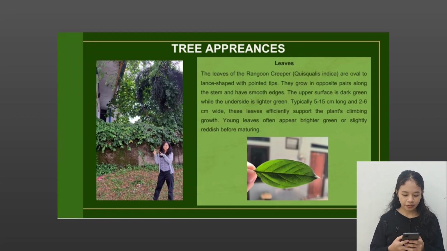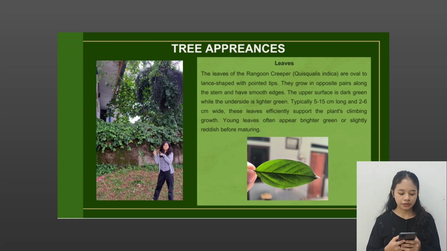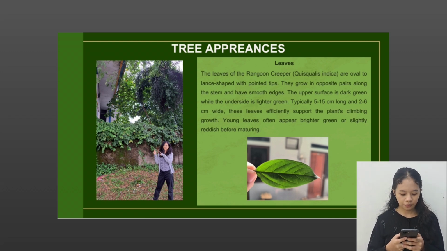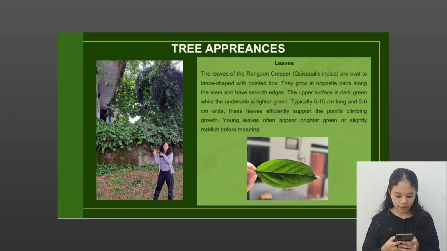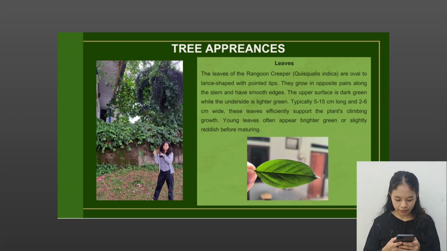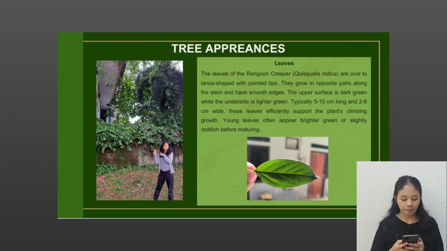Leaves. The leaves of the Rangoon Creeper are oval to lance shaped with pointed tips. They grow in opposite pairs along the stem and have smooth edges. The upper surface is dark green, while the underside is lighter green. They are typically 5 to 15 cm long and 2 to 6 cm wide. These leaves support the plant's climbing growth. Young leaves often appear brighter green or slightly reddish before maturing.